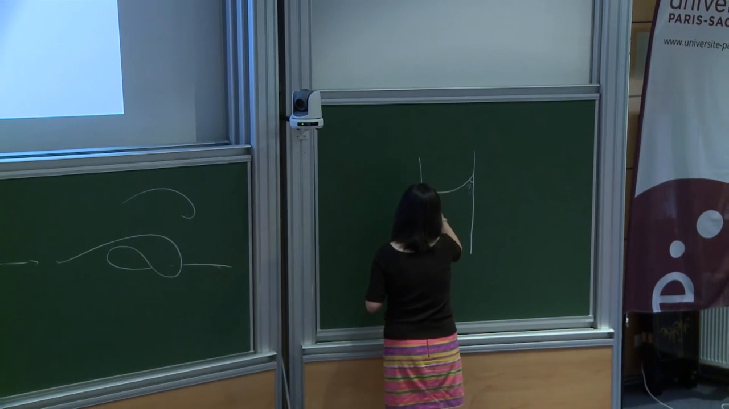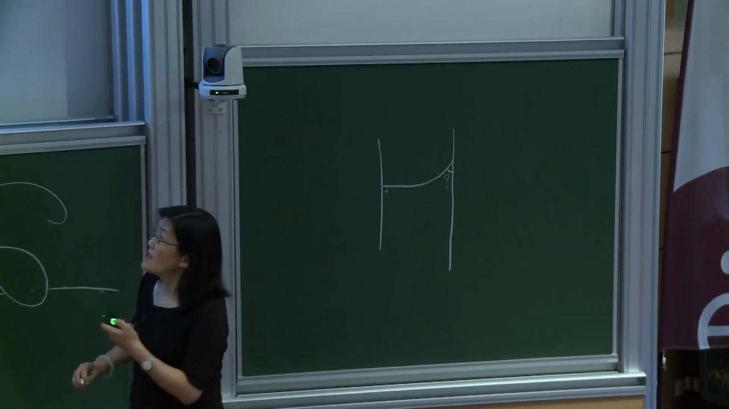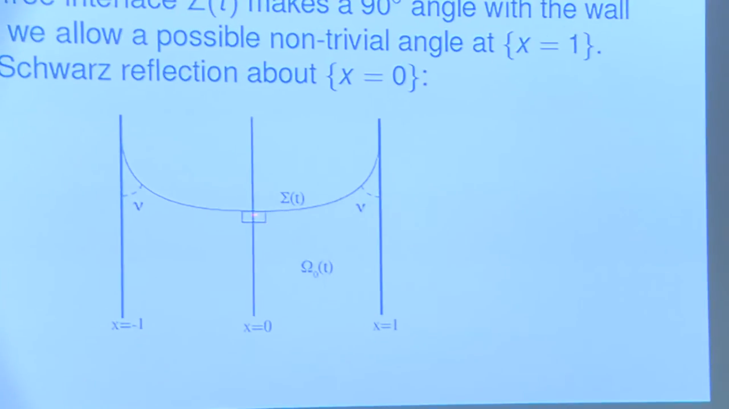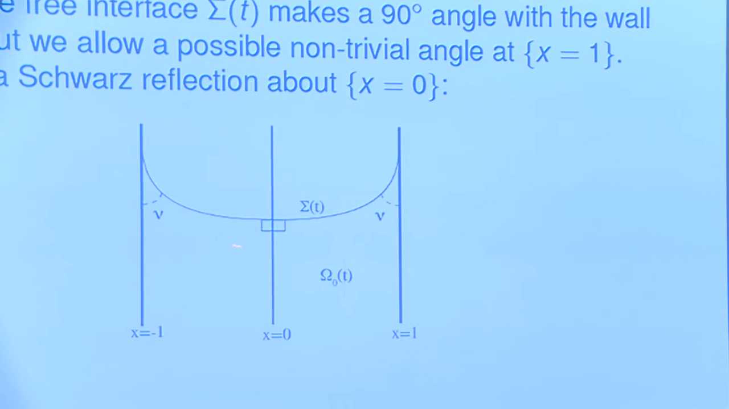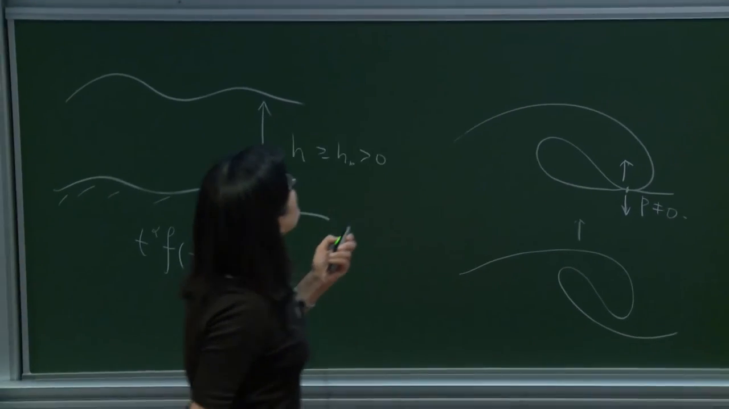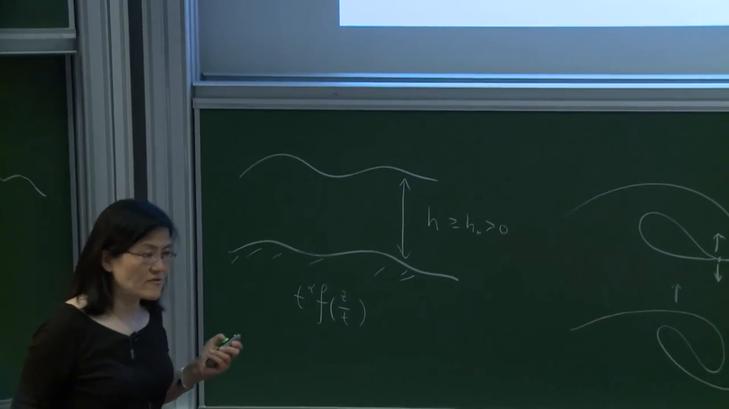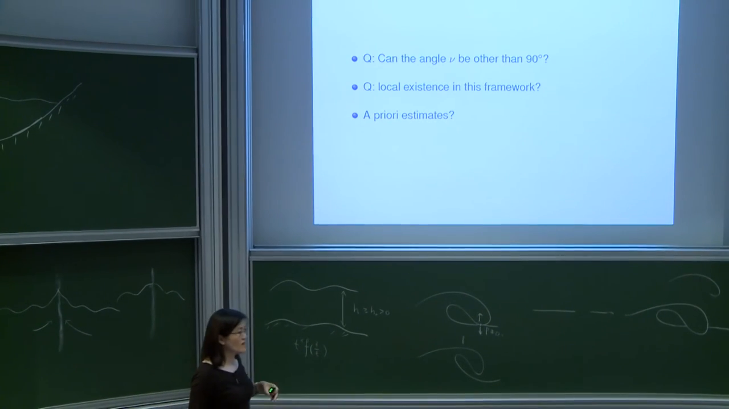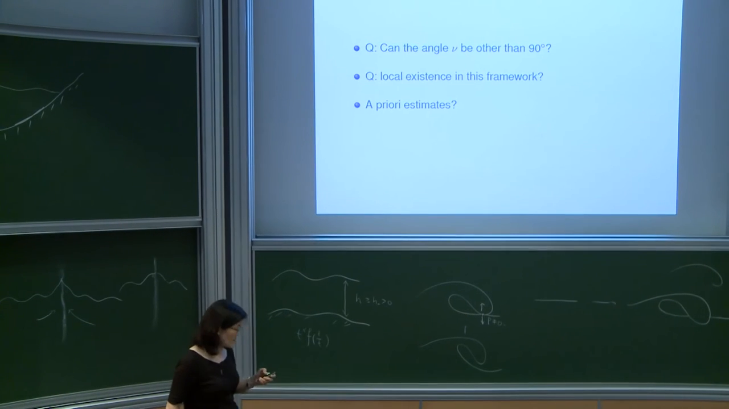Let's assume this is 90. So you reflect. So this is a graph. Reflect on this side, and that removes the singularity here. Right? There's no singularity, so there's only one angle you have to understand. So the question is whether this angle can be other than 90, and we want to answer the question in the framework of getting a priori estimates and local existence.